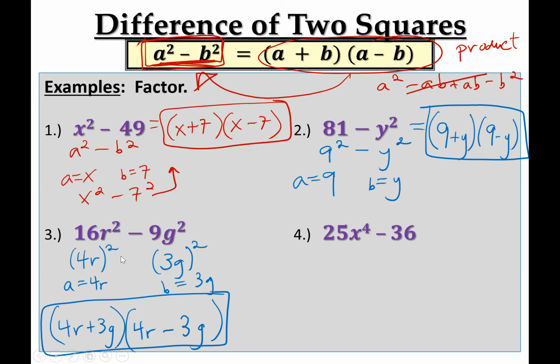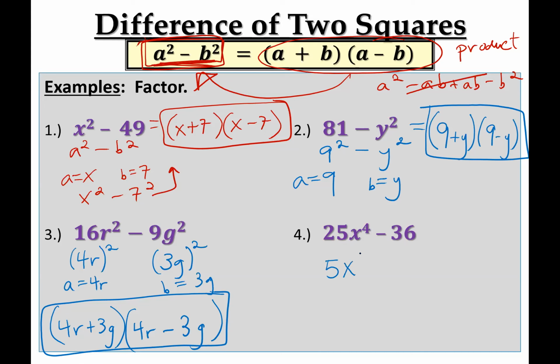Okay, number 4, last one on this slide. 25x to the 4th minus 36. Okay, so let's think about this first term. When you see 25, you should think about that's 5 squared. So I'm going to write 5. Now notice this is x to the 4th. So recognize that this exponent is even.